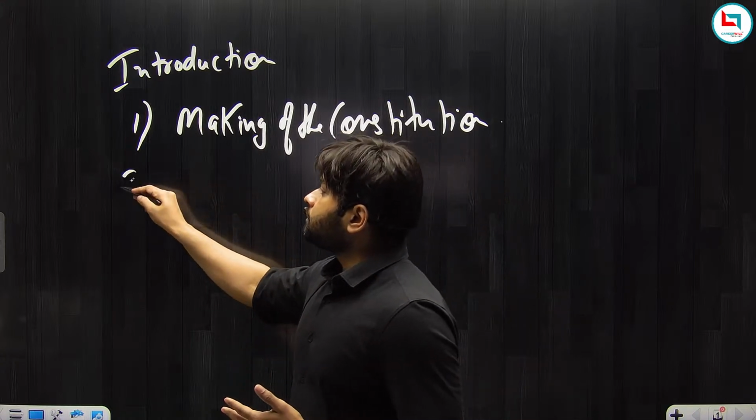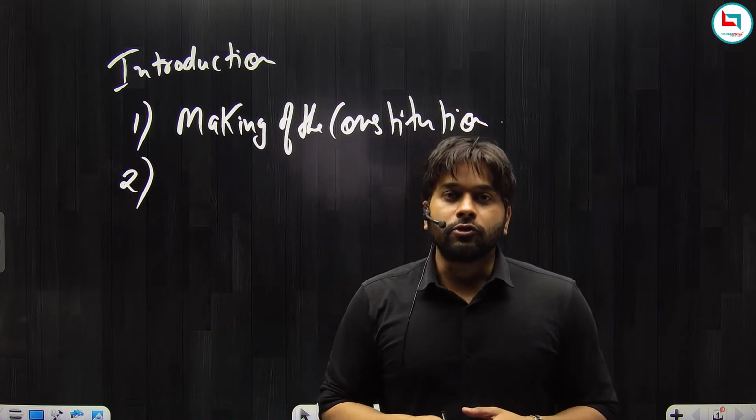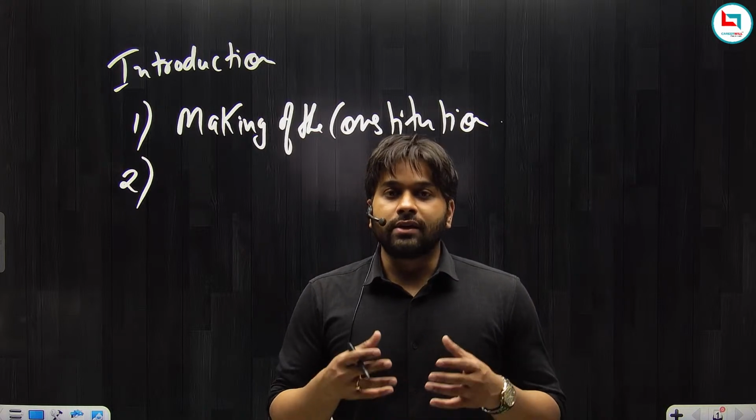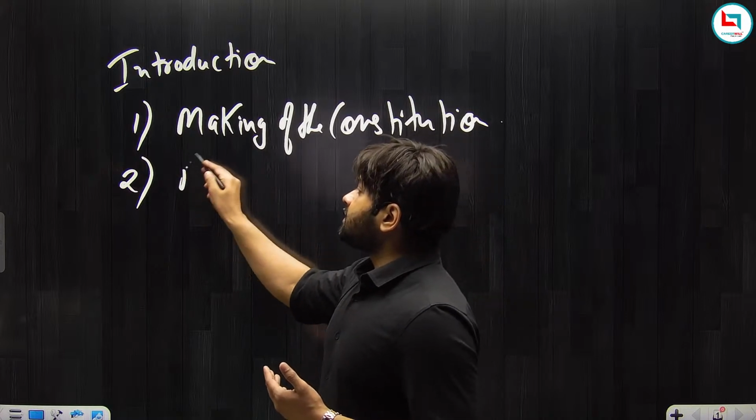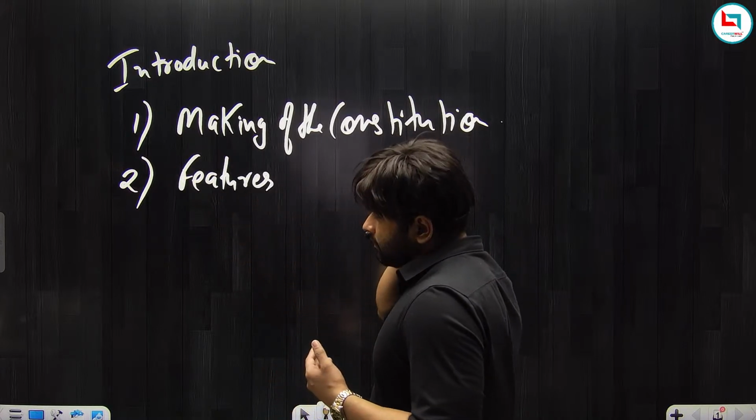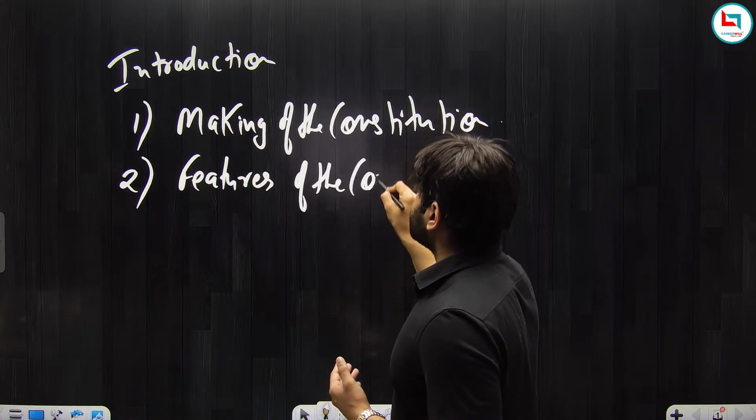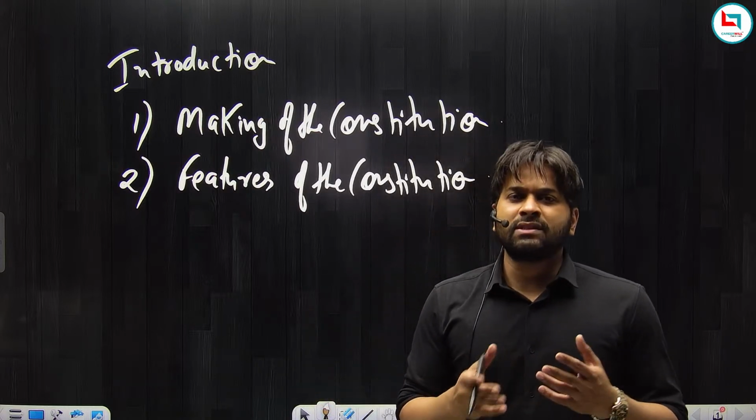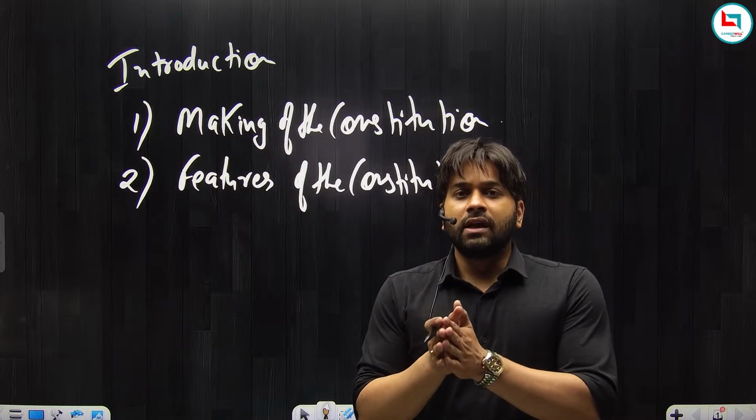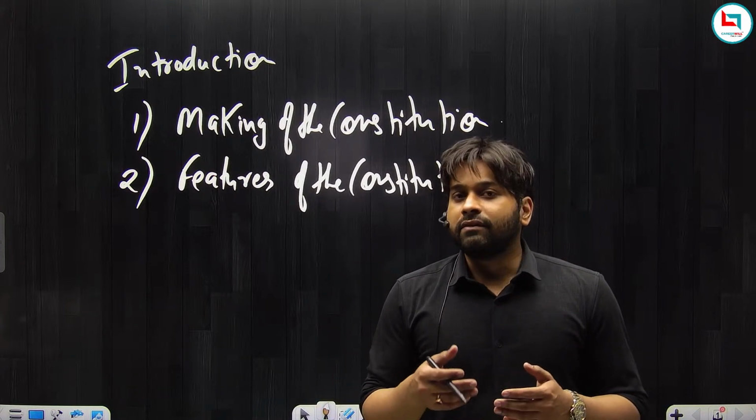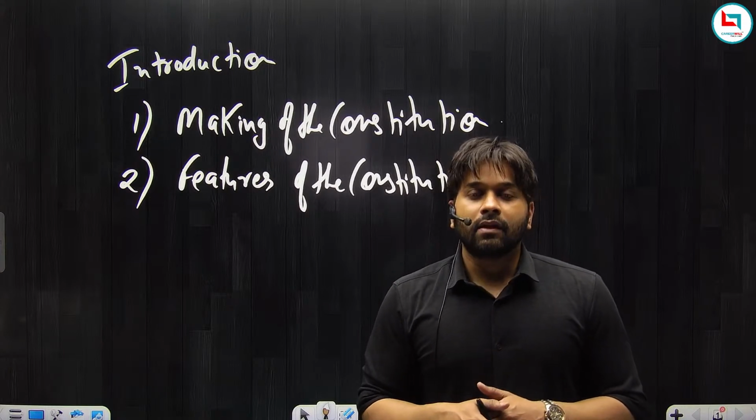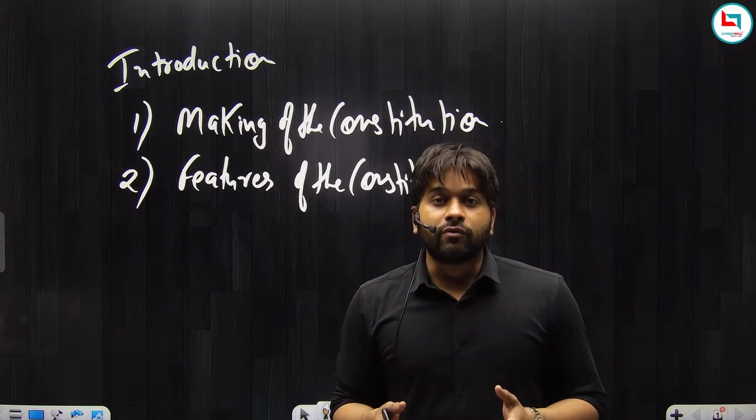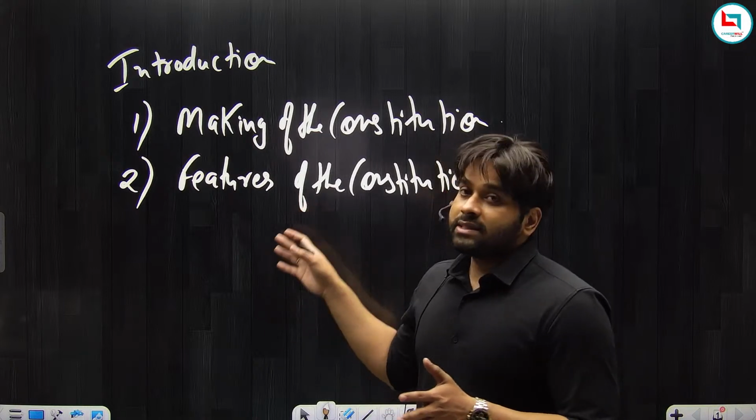After the making of the constitution, we start with the features of the constitution. The Indian constitution is the longest written constitution, and it contains many features. So in the next chapter, we will discuss the features of the constitution. When we study them, you will see that the Indian constitution is the longest constitution in the world. Then we will see that the political system is parliamentary. We are a federal system with unitary bias. We have fundamental rights, directive principles of state policy, emergency provisions. All these features will be discussed in this chapter, features of the constitution.